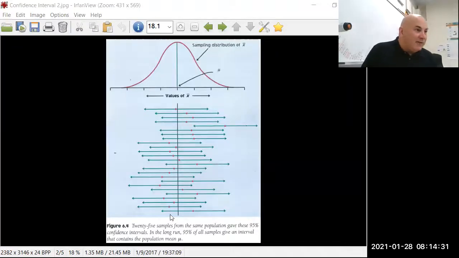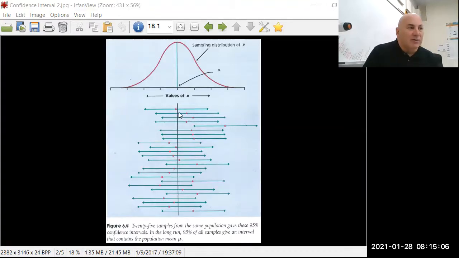So if here's our normally distributed data, and here's mu, if I take a sample, I might get this X bar, plus or minus, and it'll be 2 standard deviations, because if you remember, 2 standard deviations is approximately 95% of our data. So plus or minus 2 standard deviations, you see that this confidence interval contains mu. Now I can get another sample, this X bar, plus or minus our margin of error.